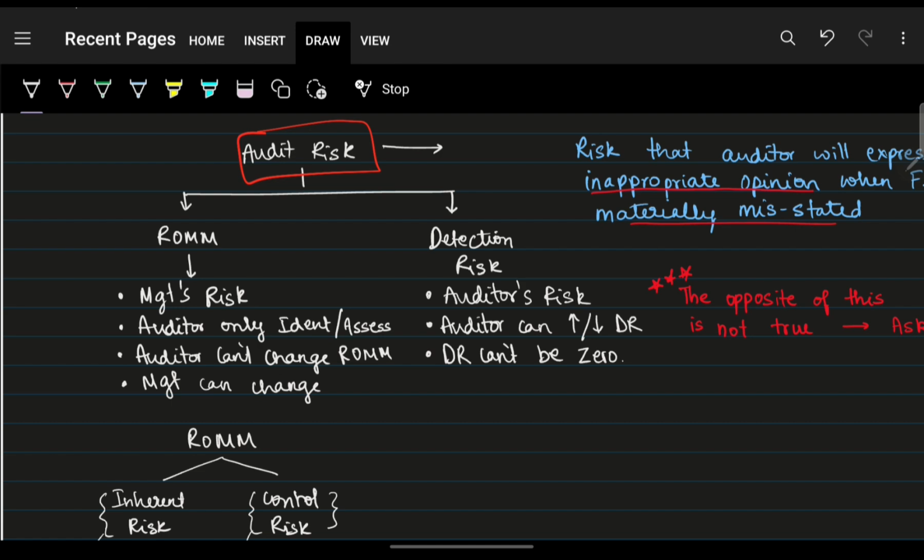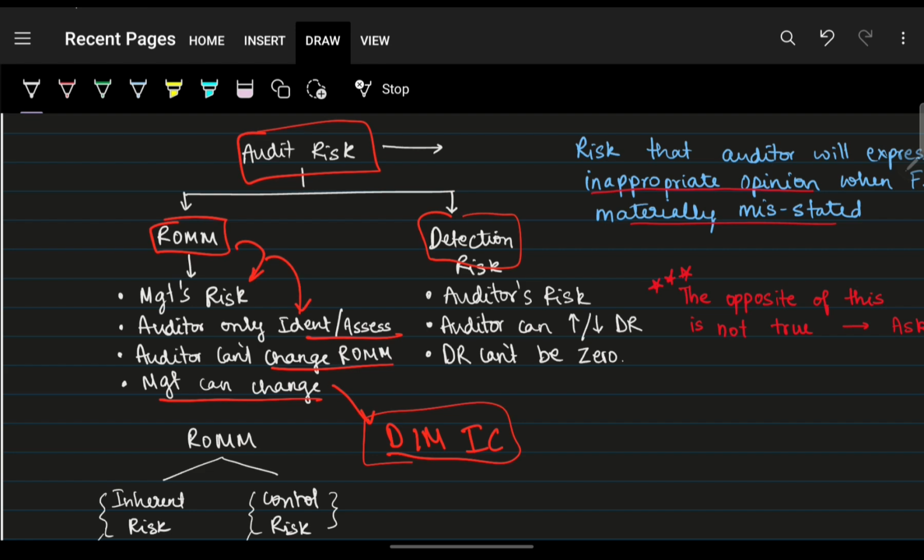I'll just, so audit risk is ROMM, right? ROMM is the risk of material misstatement. This is the management's risk. Okay, auditor can only identify and assess it. He cannot change the ROMM. So only management can change. How can they change it? Through design, implementation, and management of internal control. Okay, only through DIMIC they can reduce it. Now detection risk is the auditor's risk.